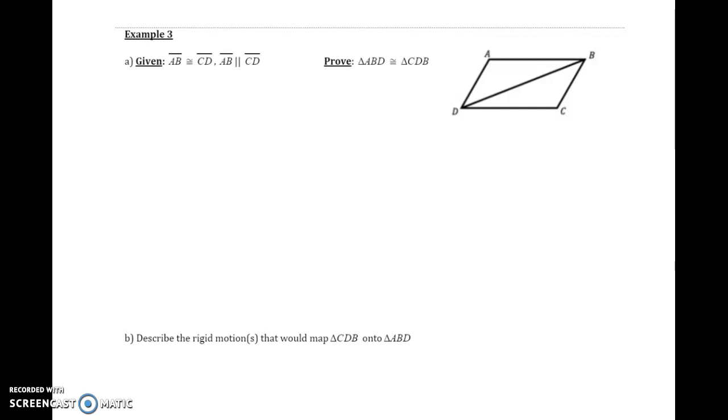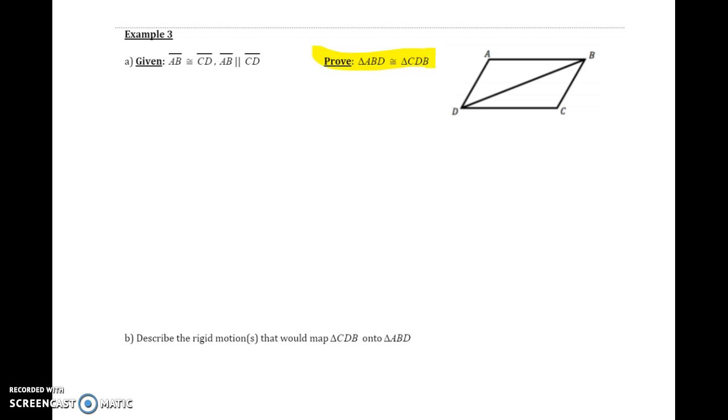Unit 4, Lesson 2, Example 3. In this example, I will do the flow proof method of proving two triangles congruent. So again, we're always going to start with our given information and annotate our diagram. So they want us to prove that triangle ABD is congruent to triangle CDB.